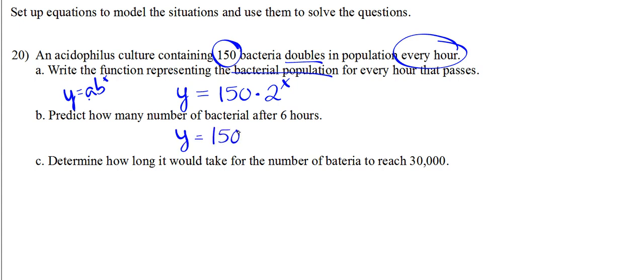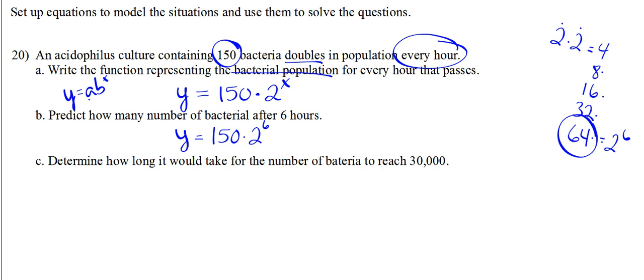Which one of my variables was hours? It was the x, so that's where I put the 6. And now you're thinking, I don't have a calculator. That's okay. 2 times 2 is 4, times 2 is 8, times 2 is 16, times 2 is 32, times 2 is 64. How many 2's is that? 1, 2, 3, 4, 5, 6. That's 2 to the 6. Now I need to multiply it by 150. If you want to break out this right here, you can.